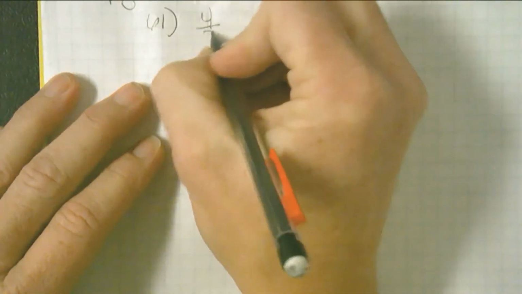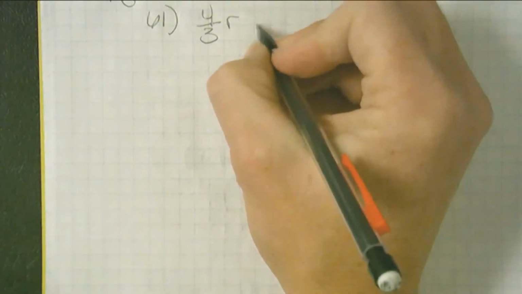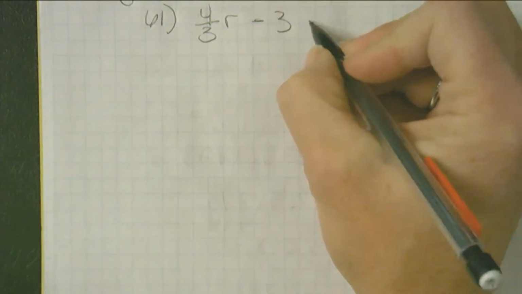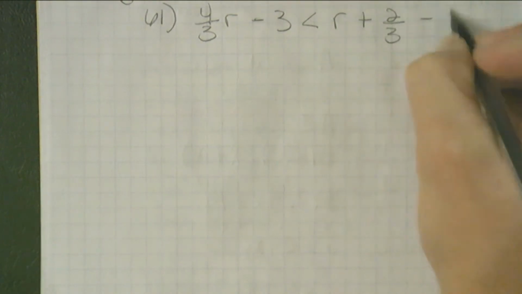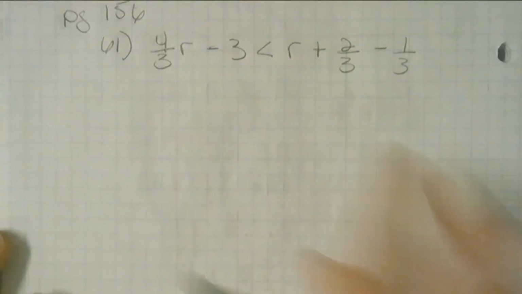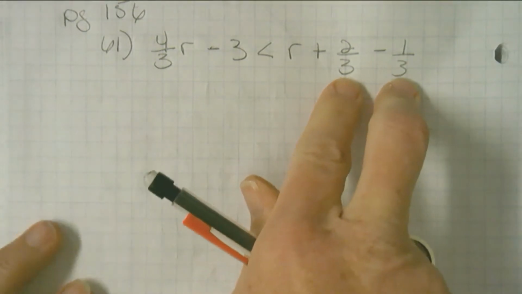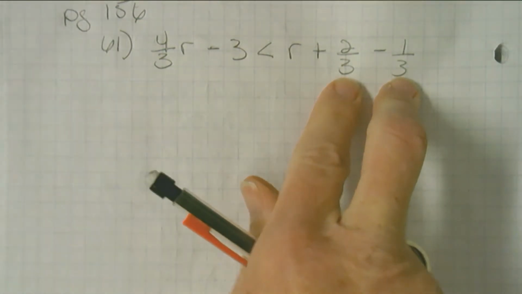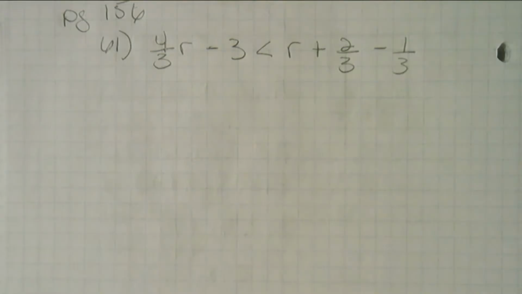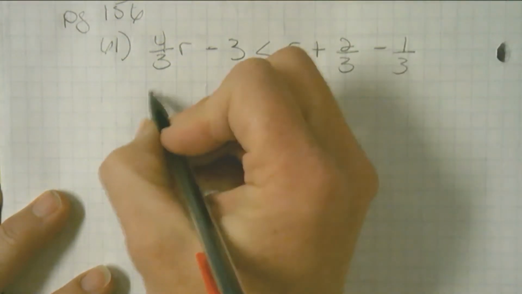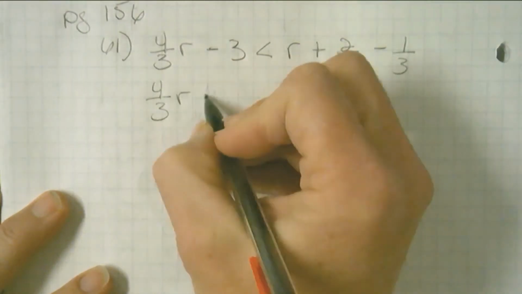So if I take a look at number 61, 61 said I have 4/3 times r minus 3 is less than r plus 2/3 minus 1/3. Now, because these two over here, that 2/3 minus 1/3, are the same denominator and they're on the same side, I could go ahead and just simplify that right now, or I can clear fractions right now. It doesn't make a difference. I'm going to go ahead and add those right now because that's super easy to do.